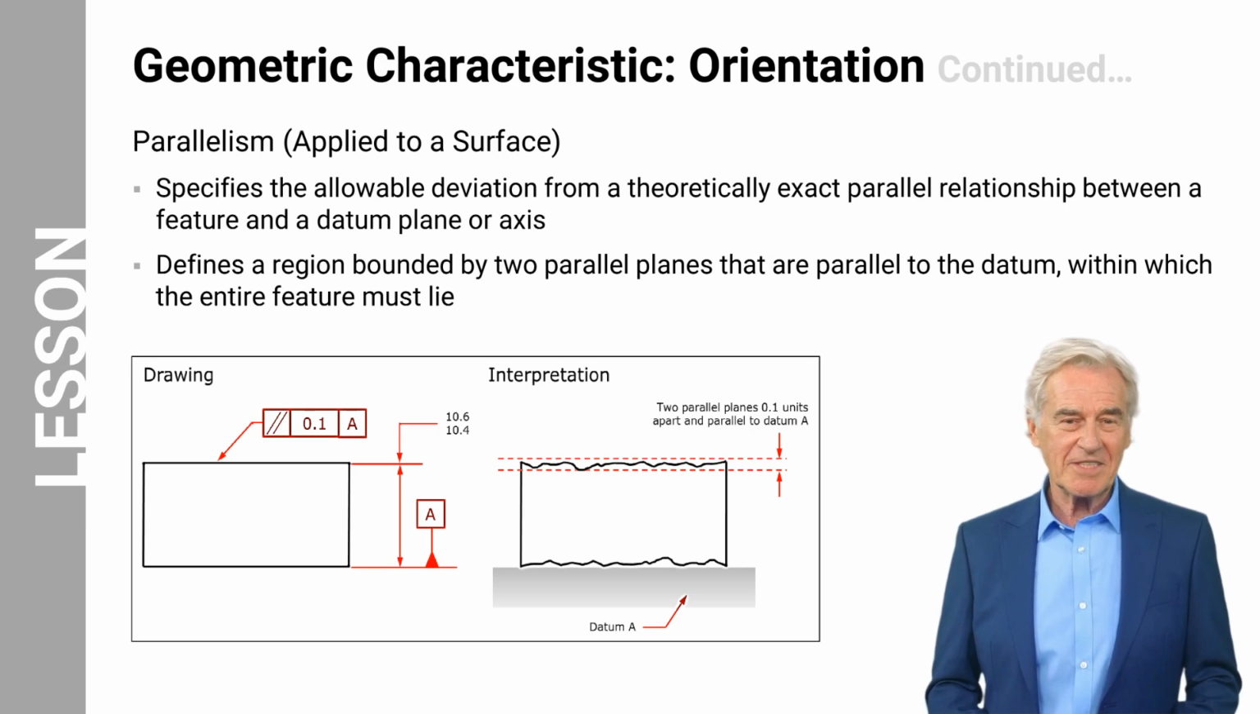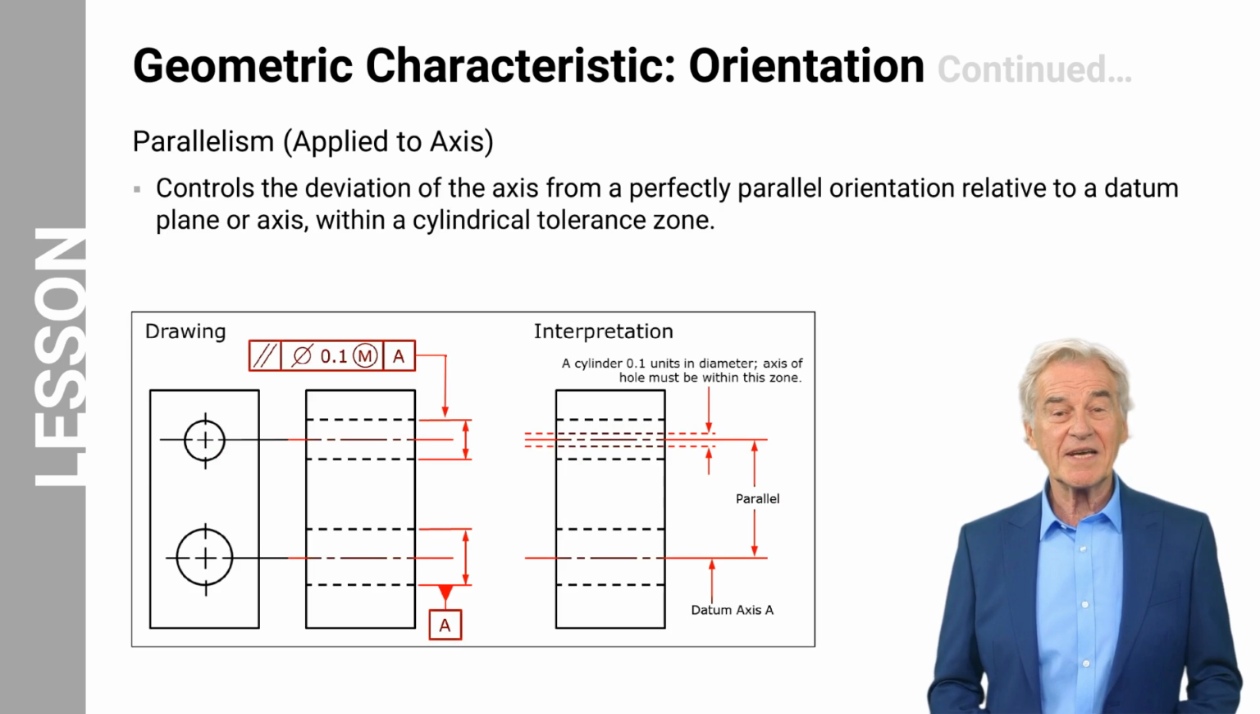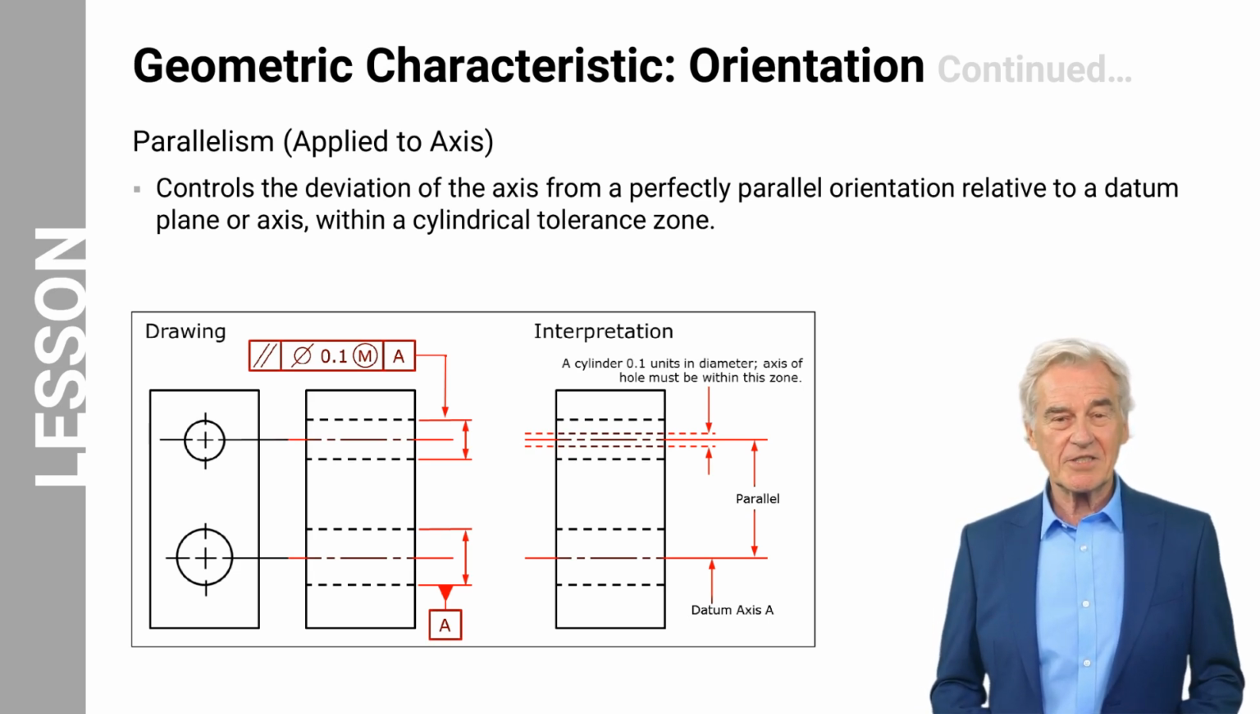The corresponding tolerance zone is made up of two parallel planes that are 0.1 units apart and are also parallel to the reference datum. Parallelism surface tolerances are used when a flat surface is required for the finished part. Parallelism can also be applied to the axis of a hole, as shown in the figure. Parallelism applied to an axis controls the deviation of the axis from a perfectly parallel orientation relative to a datum plane or axis within a cylindrical tolerance zone. The corresponding tolerance zone is a cylinder of 0.1 units in diameter that is also parallel to the reference datum. The axis of the hole must be within this zone.